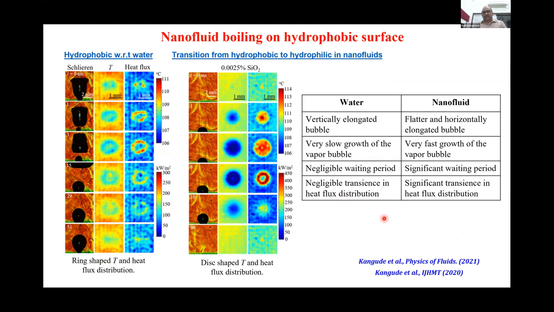Definite differences in the bubble dynamics. In the water case, we had a vertically elongated bubble, which led to very slow growth of the vapor bubble, negligible waiting period, and relatively steady cooling was achieved. Whereas with nanofluid, even though the temperature drop was not that much because of the contact line evaporation, because the surface wettability gets changed to hydrophilic, it is more of a microlayer based evaporation. So you get significantly higher transients in the heat flux distribution.